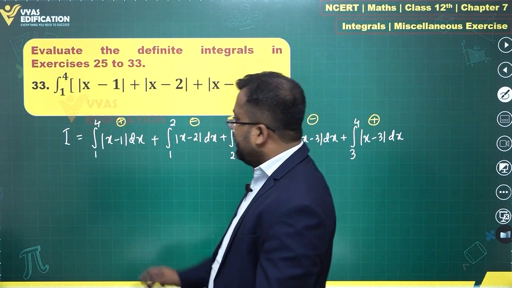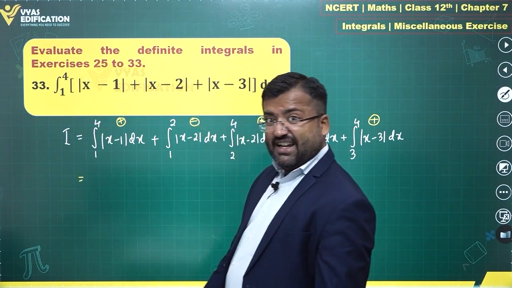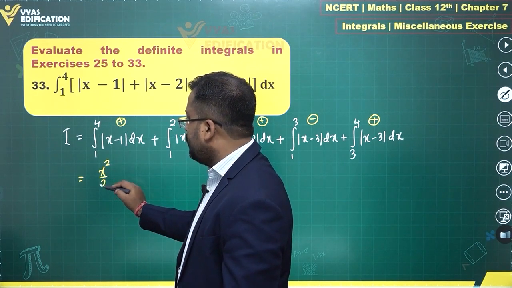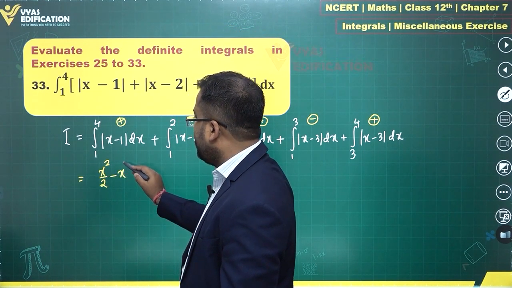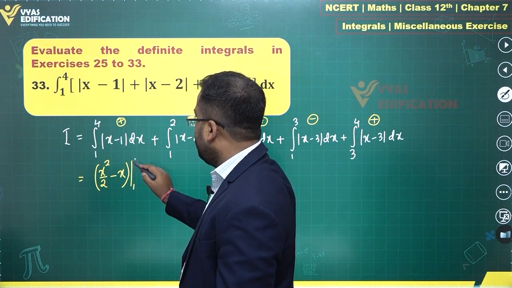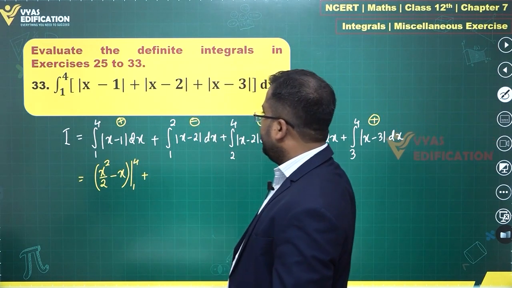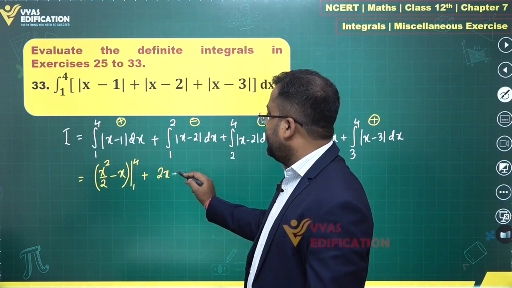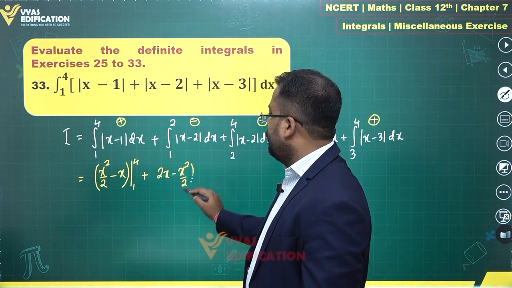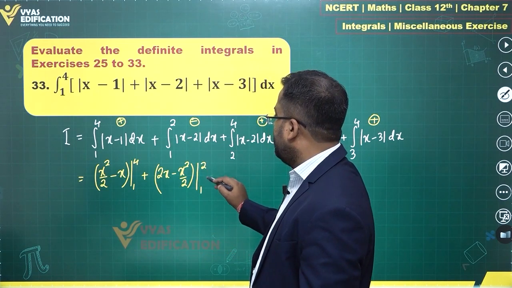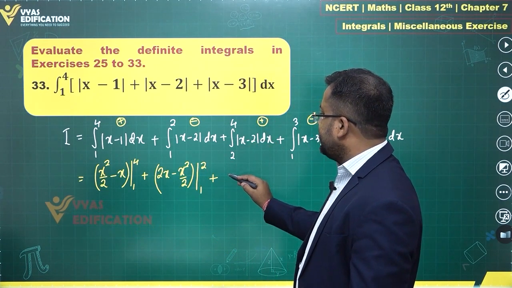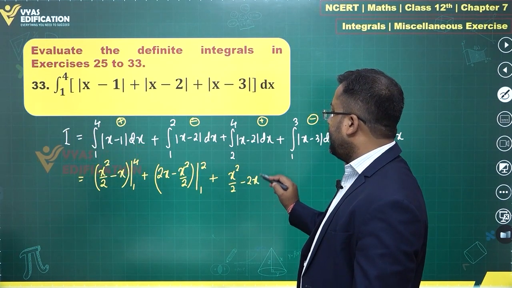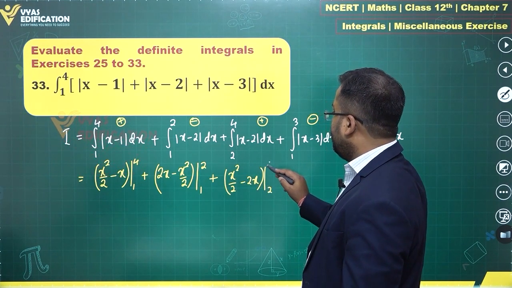Once you observe that, can you integrate directly as well? Yes. So the integral of x is x square by 2. The integral of minus 1 is x, from limits 1 to 4, plus. This will open with a minus sign, that is 2 minus x. So the integral will be 2x minus x square by 2 from 1 to 2, plus. This will open with a plus sign. This is x minus 2, which will be integrated to x square by 2 minus 2x from 2 to 4.